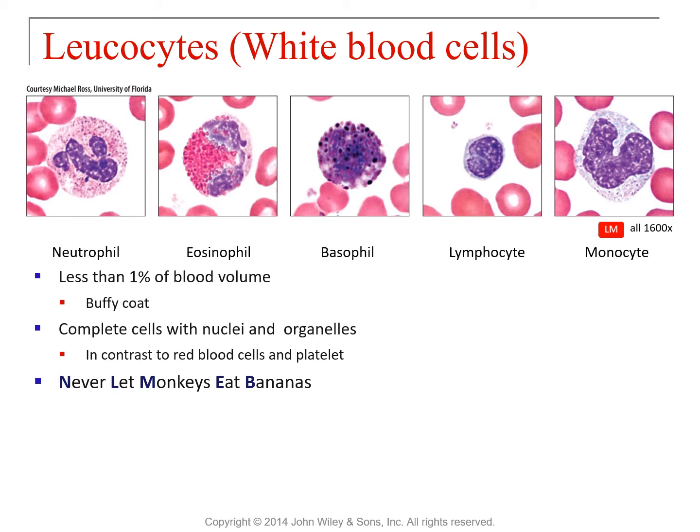Okay, so now we're going to talk about leukocytes. Leukocytes actually make up less than 1% of the blood volume, and in a centrifuge tube, they're part of the buffy coat. Unlike red blood cells and platelets, these are complete cells with both nuclei and organelles. If you want to remember the most common versus the most rare concentrations of white blood cells in the bloodstream, just remember this: Never let monkeys eat bananas. That's neutrophils, lymphocytes, monocytes, eosinophils, basophils.